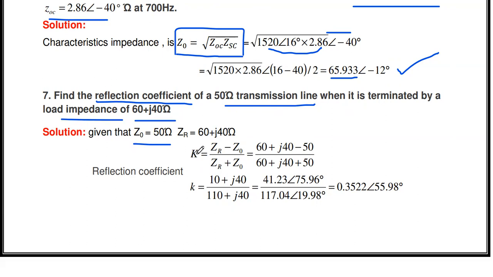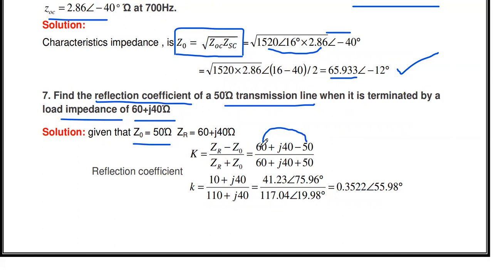So the reflection coefficient K is equal to (ZR minus Z0) divided by (ZR plus Z0). You simply substitute the values. What is ZR? 60 plus J40, minus Z0, which is 50, divided by 60 plus J40 plus 50. Here the two quantities are in rectangular form, so you just add the real parts.